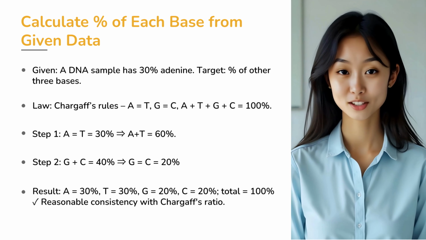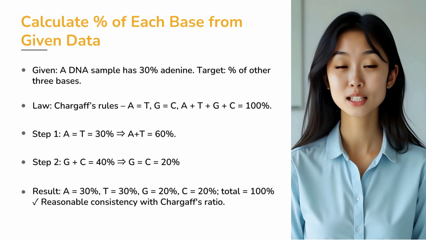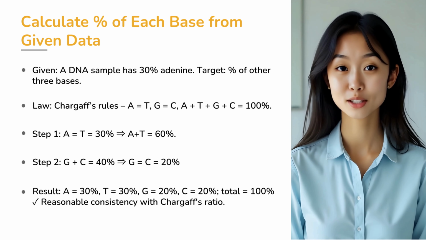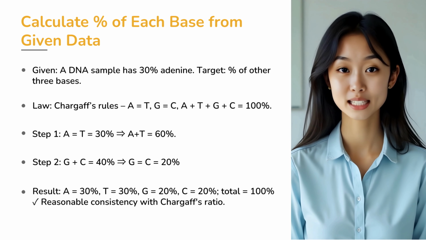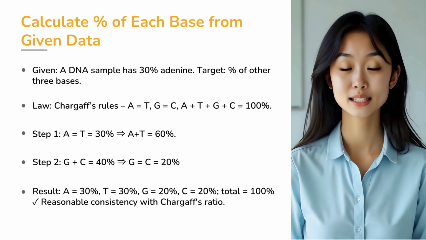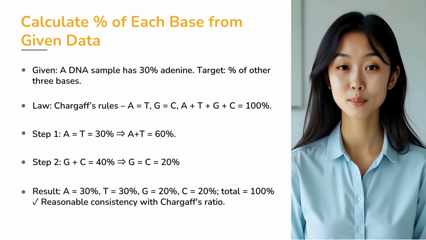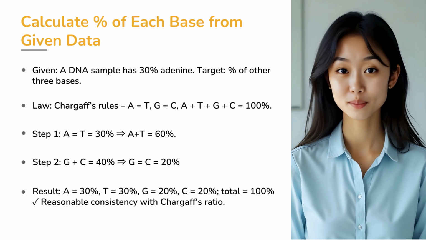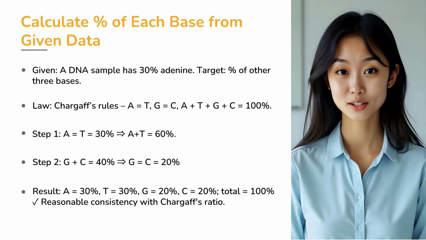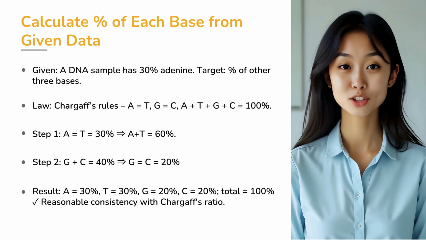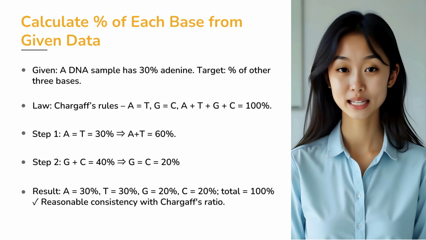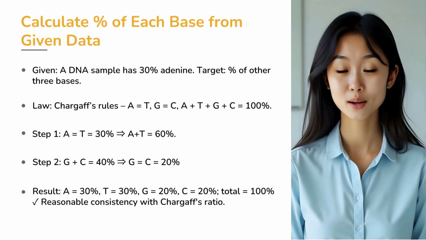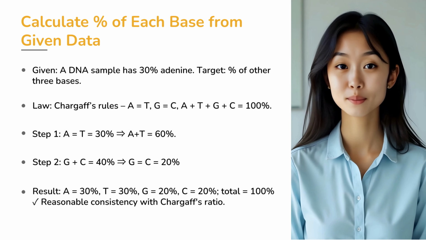Time for a quick puzzle. Let's calculate the percentage of each DNA base when given just one piece of information. Suppose a DNA sample contains 30% adenine. What about the other bases? Here's where Chargaff's rules come in handy. Chargaff's rules say adenine equals thymine in amount and guanine equals cytosine.